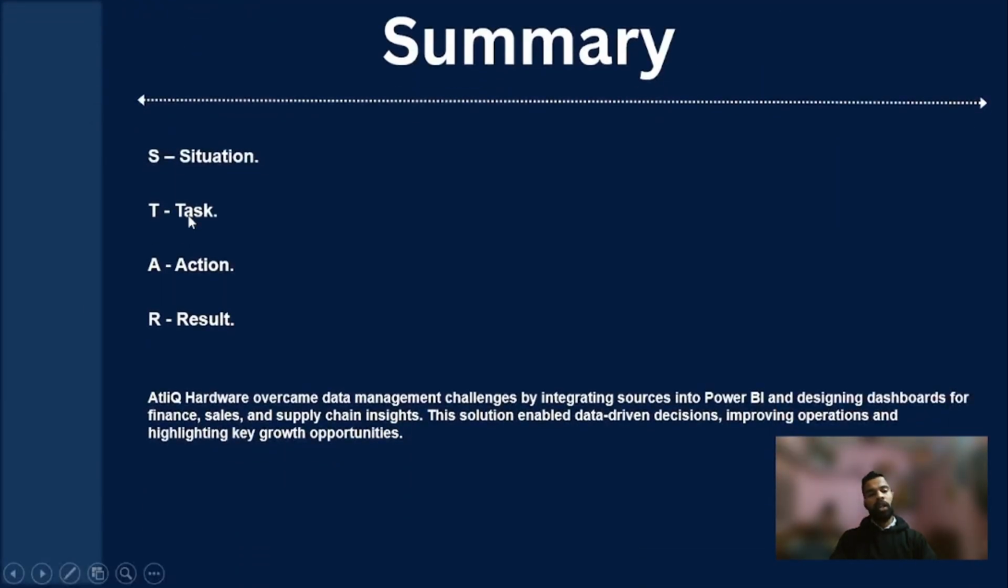In this project, we have used the STAR method: situation, task, action, and result. Atlic Hardware overcame data management challenges by integrating sources into Power BI and designing dashboards for finance, sales, and supply chain insights. This solution enabled data-driven decisions, improving operational expense, and highlighting key growth opportunities for Atlic Hardware.